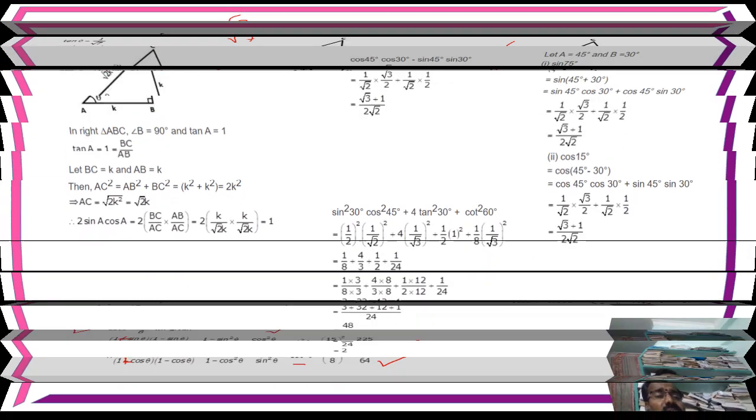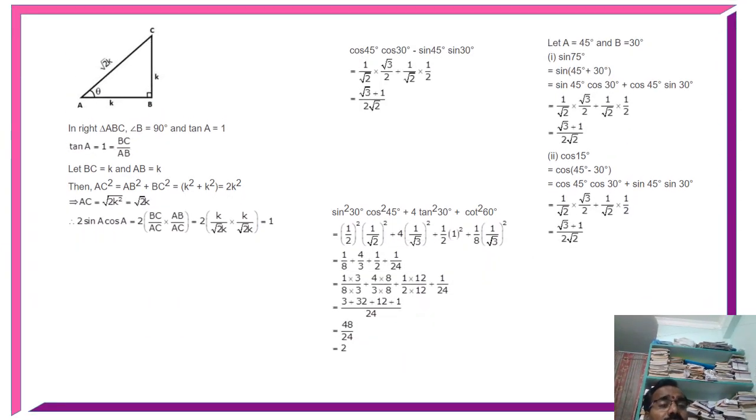In the next question, it is given that in a triangle, right angle at B, 90 degrees, tan A is given as 1. We need to prove that 2 sin A cos A is 1. Tan A is defined as opposite side by adjacent side. Opposite side is 1, adjacent side also 1. After applying Pythagoras theorem, hypotenuse square equals the sum of the squares of the remaining two sides. k square plus k square is 2k square. AC equals root 2 k square, that is root 2 k.